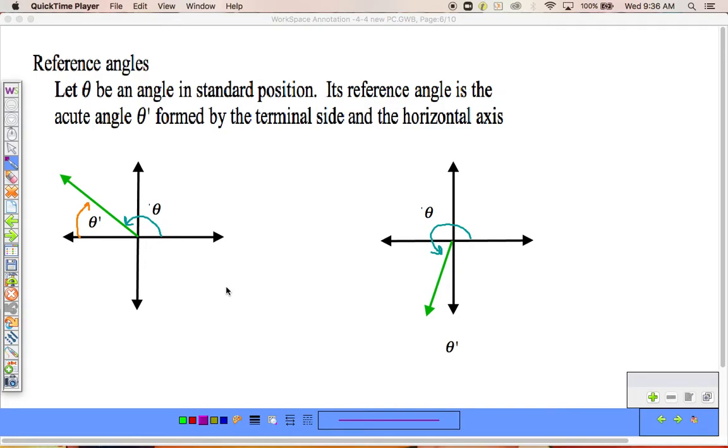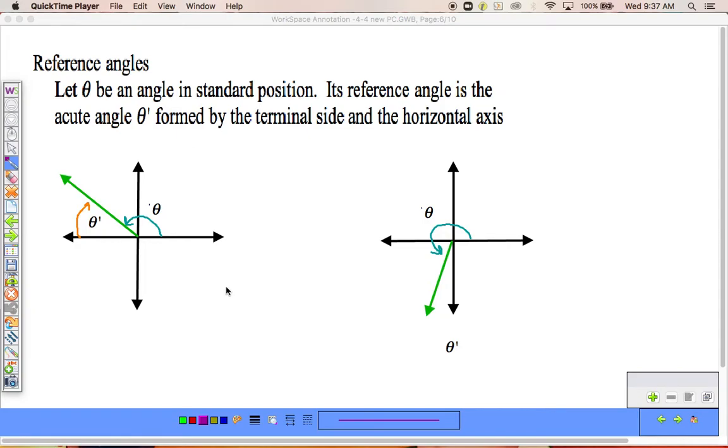The next concept we need to talk about is a reference angle. All right, so for a reference angle, we're going to let theta be an angle in standard position, starting at the positive x-axis and rotating to my terminal side. Its reference angle is going to be the acute angle theta prime, formed by the terminal side and the horizontal axis.